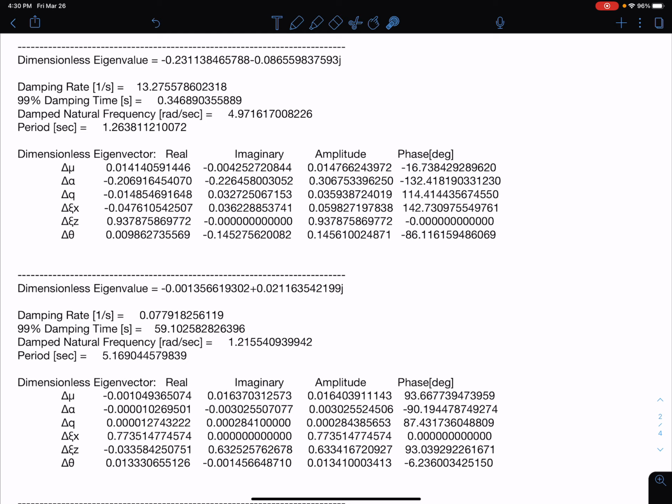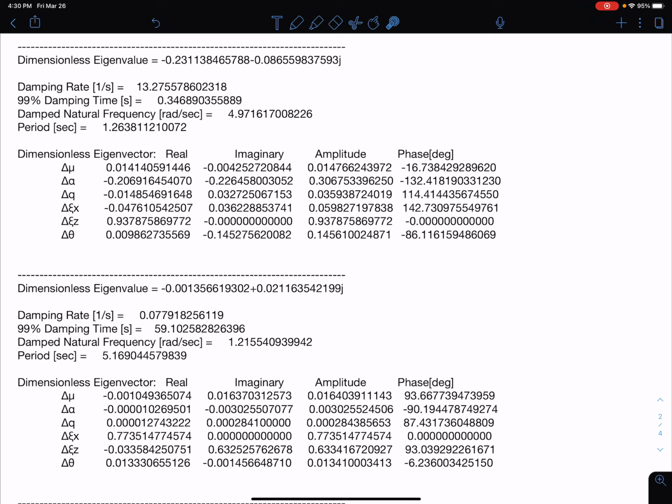So this is a very small glider, and actually on real aircraft, this particular mode can persist for several minutes. This one, it says it can persist for about a minute before it's 99% damped out. But on larger manned aircraft, this can persist for several minutes. The natural frequency, or the damped natural frequency, is 1.2 with a period of 5 seconds.